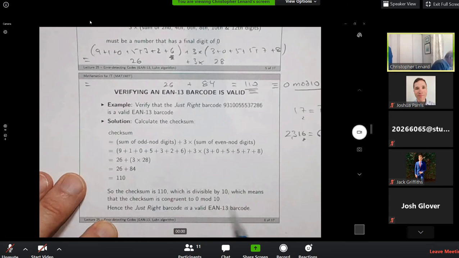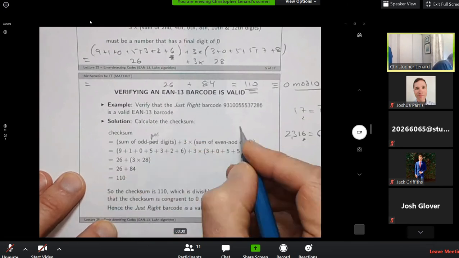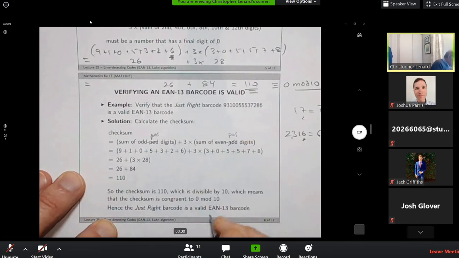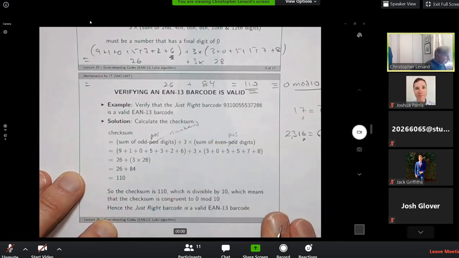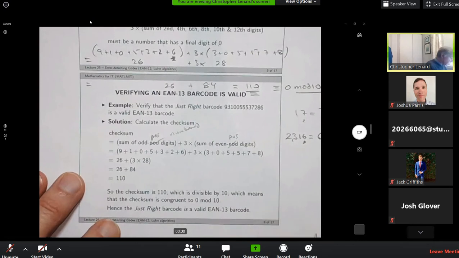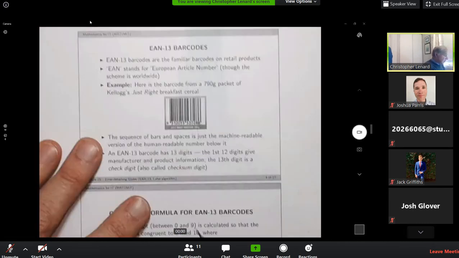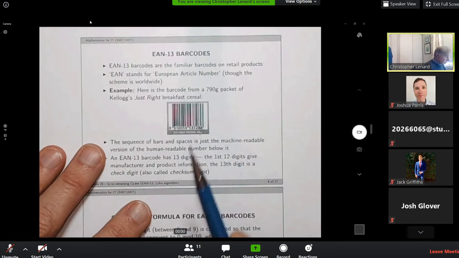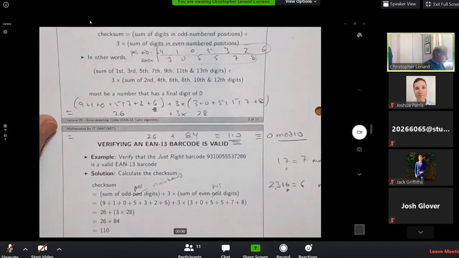Odd means odd position digits, and then the even positions. So the checksum is 110, divisible by 10, which means that at least it's a valid number. It's a valid code.